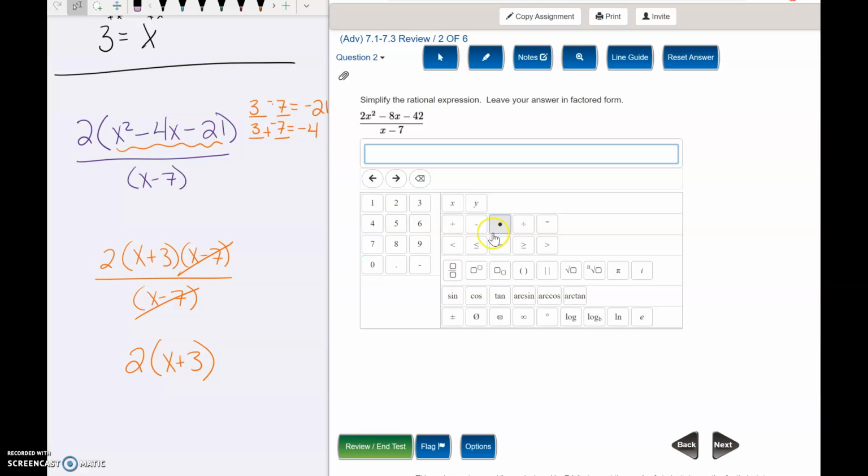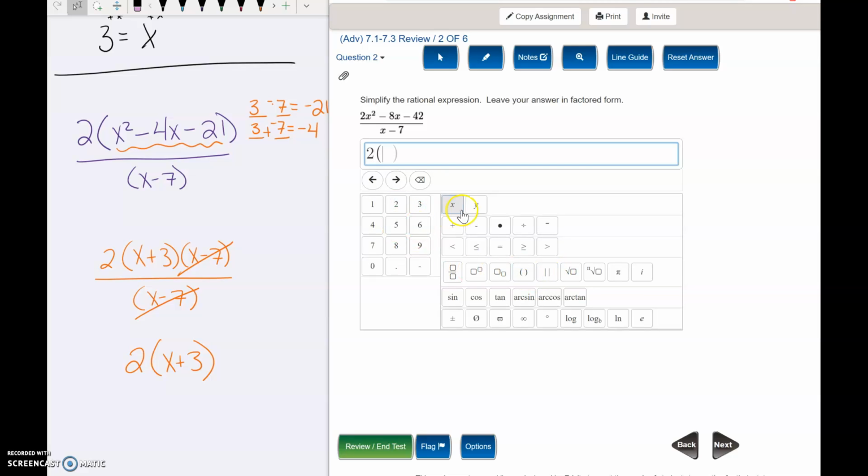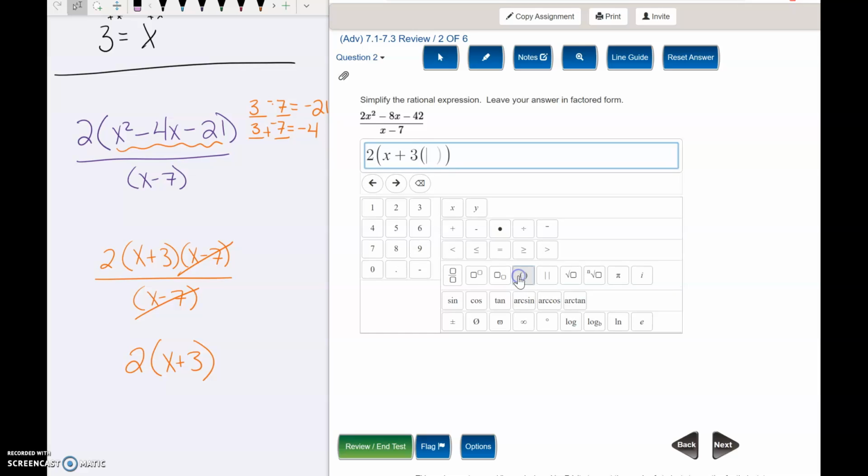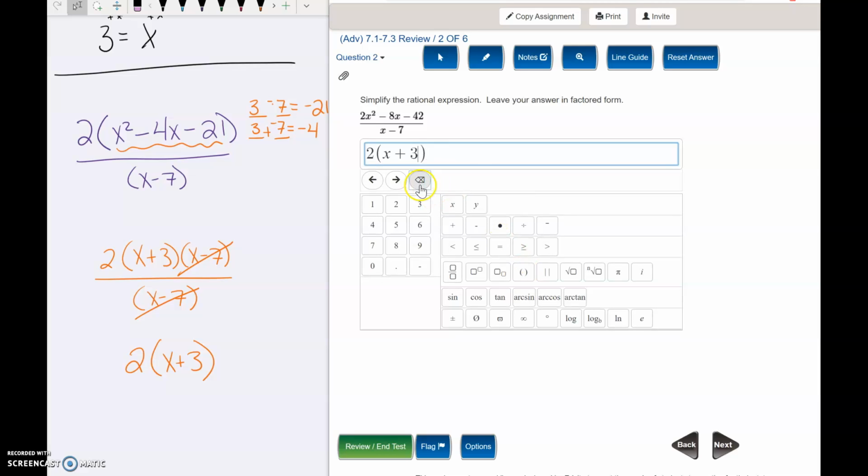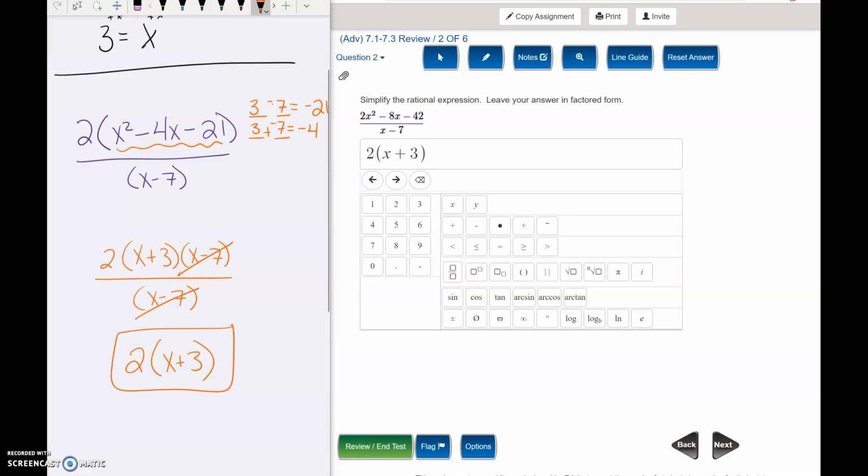Now on this math keyboard, you can use your keyboard or you can use these buttons to do this problem. You need to punch in 2, parentheses, x plus 3, and then it automatically closes your parentheses for you. If you hit the parenthesis key again, it just does another set of parentheses, which we don't want. Make sure before you move on to the next question that what you have typed in looks like what you expect your answer to be. Make sure that nothing looks funky there.